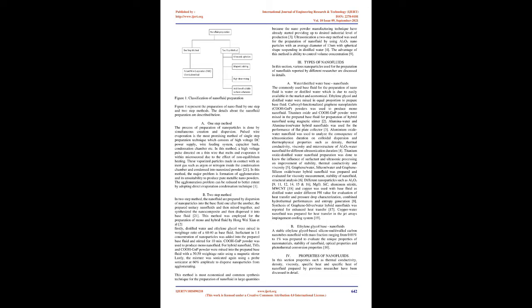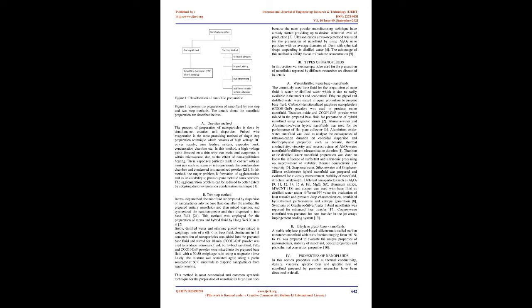Surfactant in 1:1 concentration of nanoparticles was added into the prepared base fluid and stirred for 10 minutes. COOHGNP powder was used to produce mono-nanofluid. For hybrid nanofluid, TiO2 and COOHGNP powder were mixed into the prepared base fluid with a 50:50 weightage ratio using a magnetic stirrer. Lastly, the mixture was sonicated again using a probe sonicator at 60% amplitude to prevent nanoparticles from agglomerating.